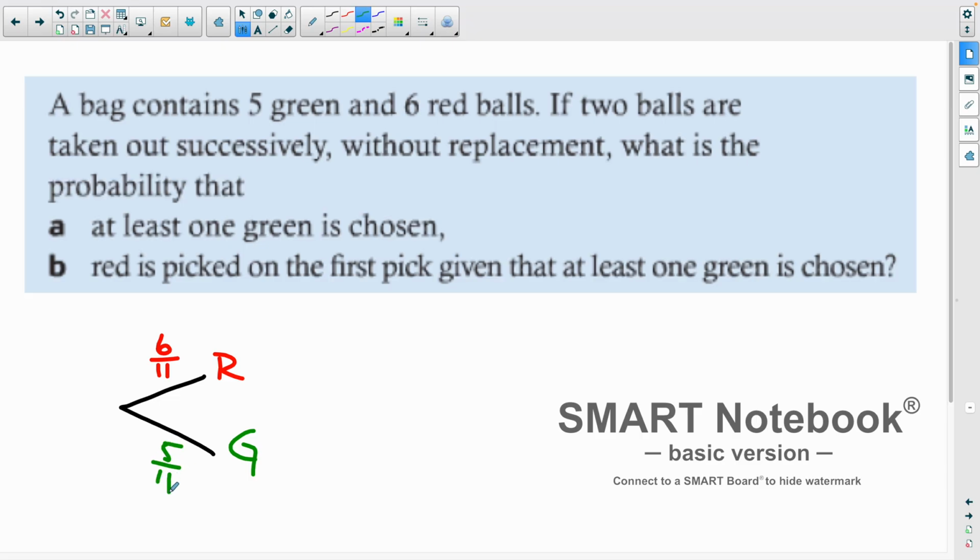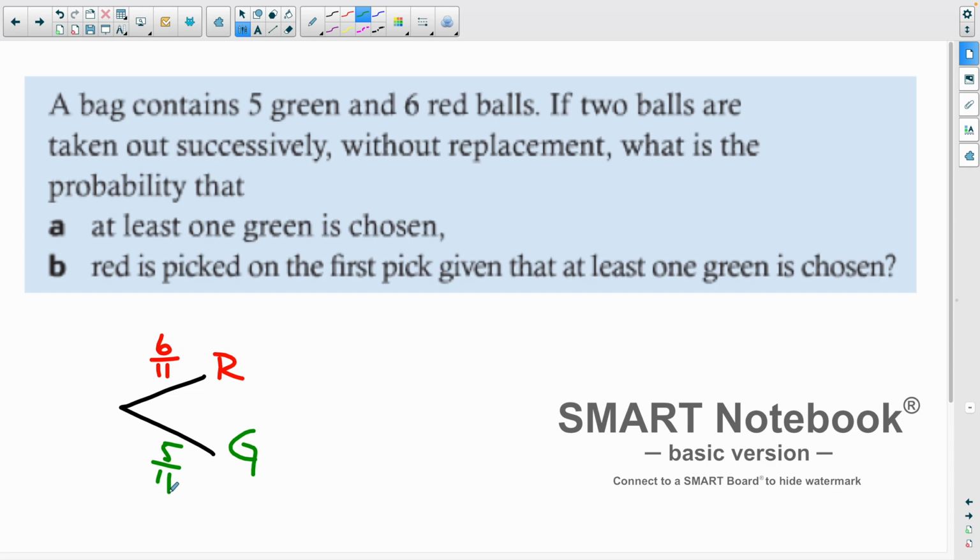By the way, every time the probability tree splits, it adds to be one whole. It adds to be 100%. So 6 out of 11 and 5 out of 11 add together for 11 out of 11, which is one whole. If you were to have 3 different branches on your tree, all 3 of those probabilities would have to add up to be 1. Okay? We don't have that situation here. We just have it split twice.